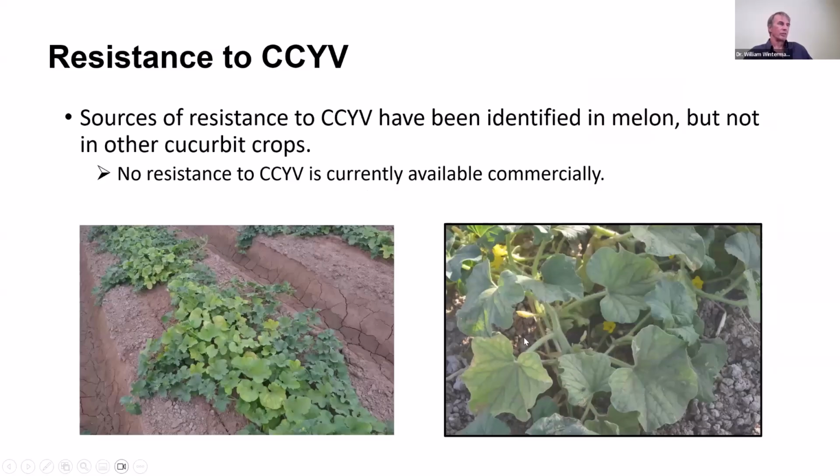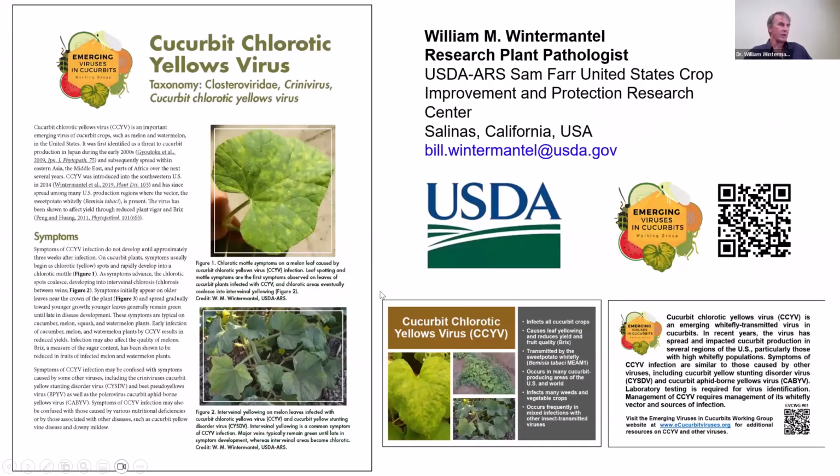There is a source of resistance, or a few sources of resistance, to Cucurbit chlorotic yellows virus that have been identified in melon. I'm not aware of any that have been identified in other cucurbit crops. The CCYV resistance is currently not yet available commercially, but with time and effort, it should be able to complement the CYSDV resistance that's beginning to become available. Just to bring you back to the webpage, the Emerging Viruses in Cucurbits Working Group website has fact sheets on a number of viruses, including Cucurbit chlorotic yellows virus.